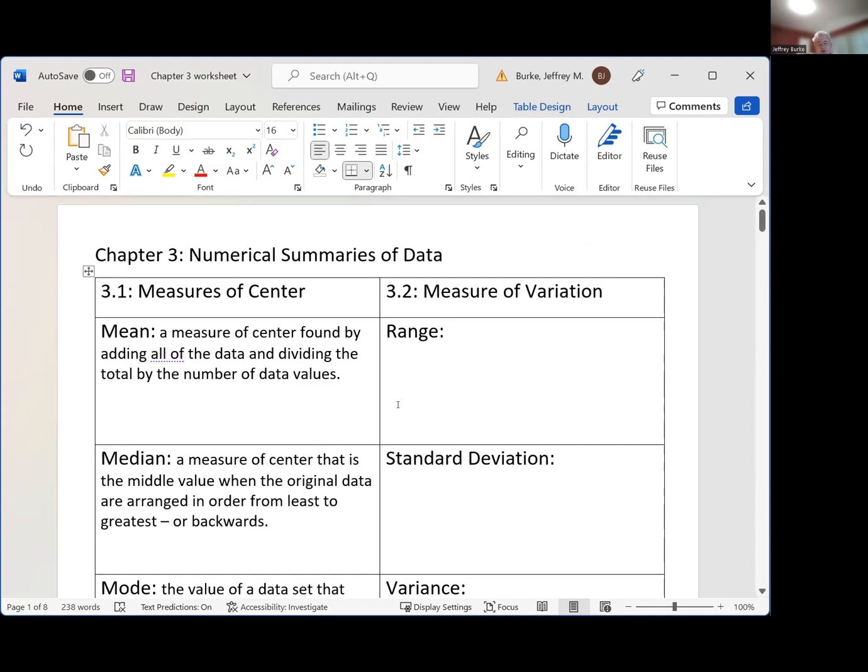Now, at any point in the video, if you feel like I'm going too fast, always just pause the video so that you can copy the definitions down for yourself here.